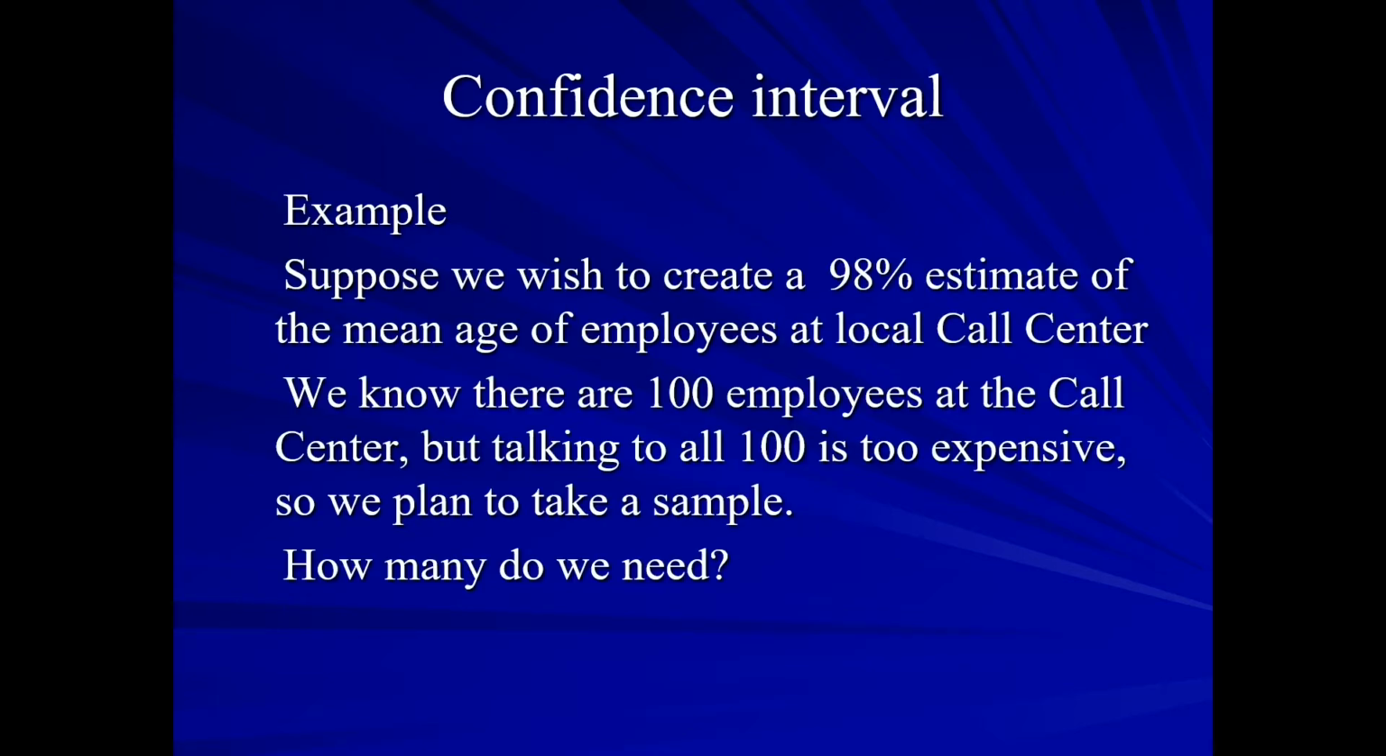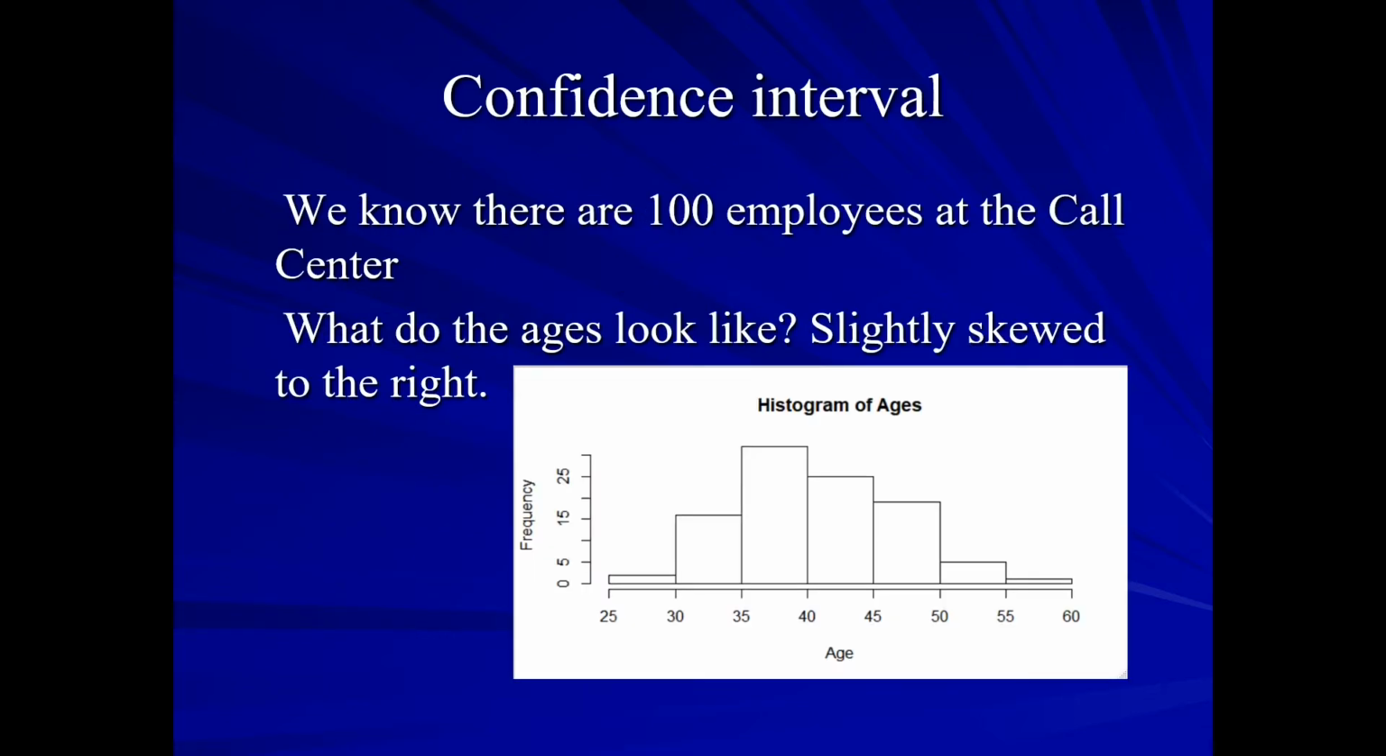Now, as an example, suppose I'd like to create a 98% estimate of the mean age of employees at a local call center. Now, perhaps I know there are 100 employees at the call center, but talking to all 100 is too expensive, and so I plan to take a sample. And the first thing I need to know is how many do I need? Well, I need to first look at what my distribution of these ages looks like.